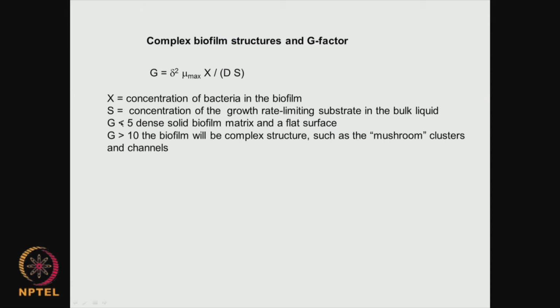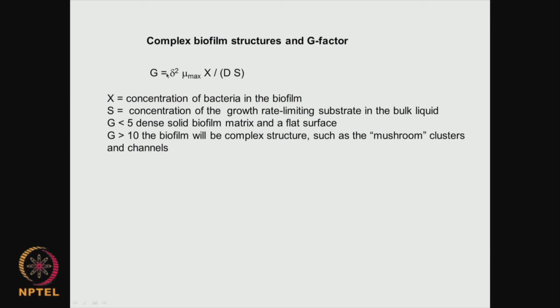If G is less than 5, then you will get a dense solid biofilm matrix and a flat surface. If the G is small, that means this term is very large. So, the diffusion of the substrate from the bulk onto the surface of the biofilm is very fast. So, it is more reaction limited. For small G, this term is large, this term is small. This term relates to reaction, this term relates to the diffusion. So, small G means the diffusion term is much larger than the reaction term. That means the diffusion is not controlling, the reaction is controlling. So, we get a very dense solid biofilm.